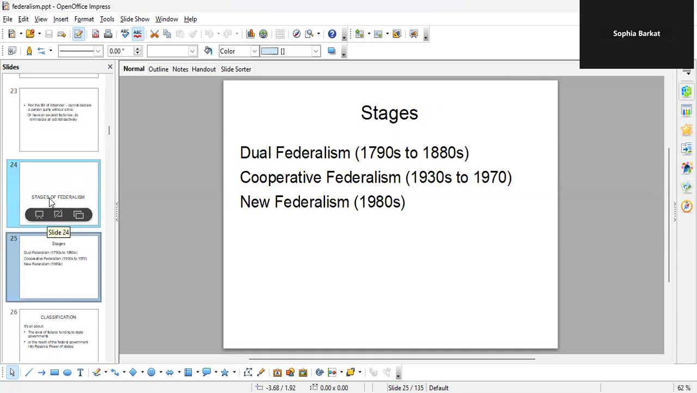So the stages that I'm going to talk about here, we kind of covered some of them in another lecture, and we'll talk about some other ones in more detail. We talked about dual federalism, the period that is 1790s to 1880s, cooperative federalism, that is 1930s to 1970, new federalism, 1980s, basically.